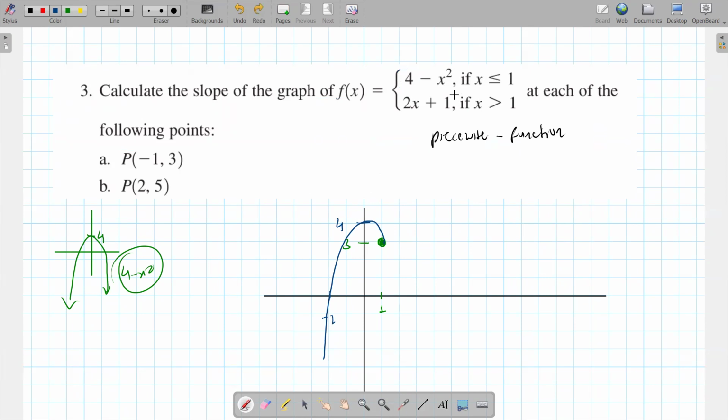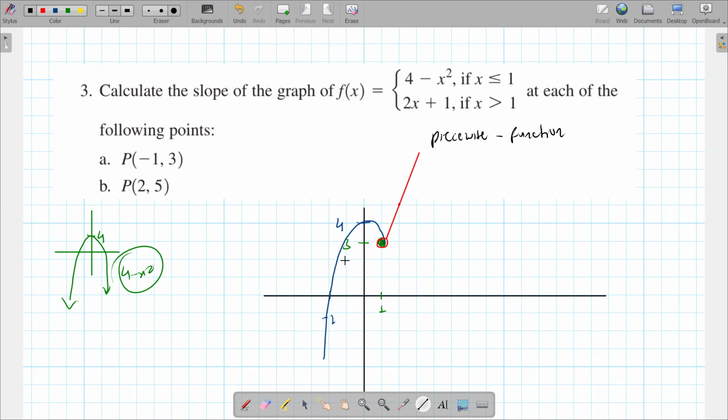The second function, 2x plus 1, when the x value is 1, the y value is still 3, but with an open circle. But the closed circle here kind of fills up the openness of the second function. And the slope is 2, so 2 units up, 1 unit across. This is our second function. And that's how you would graph a piecewise function.